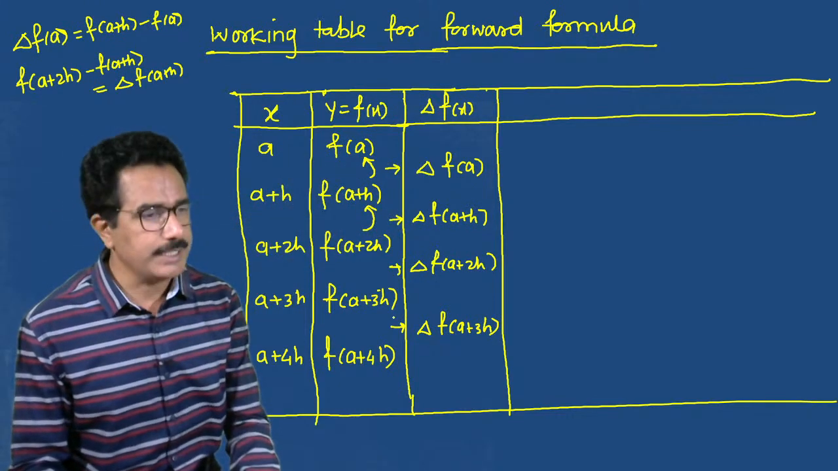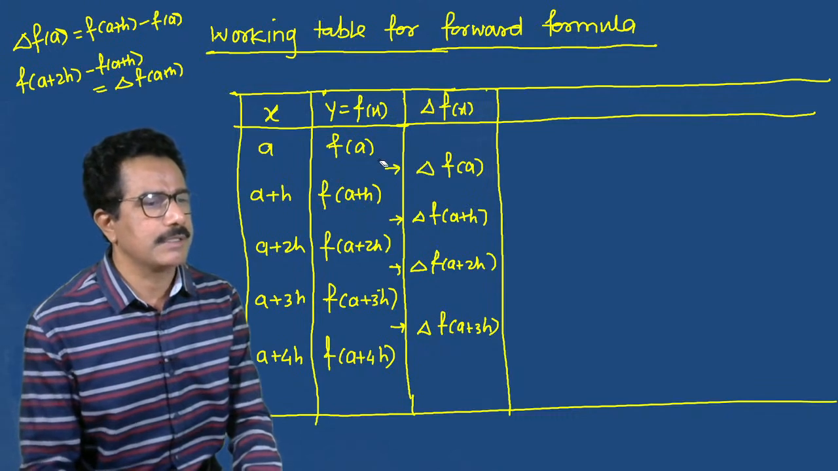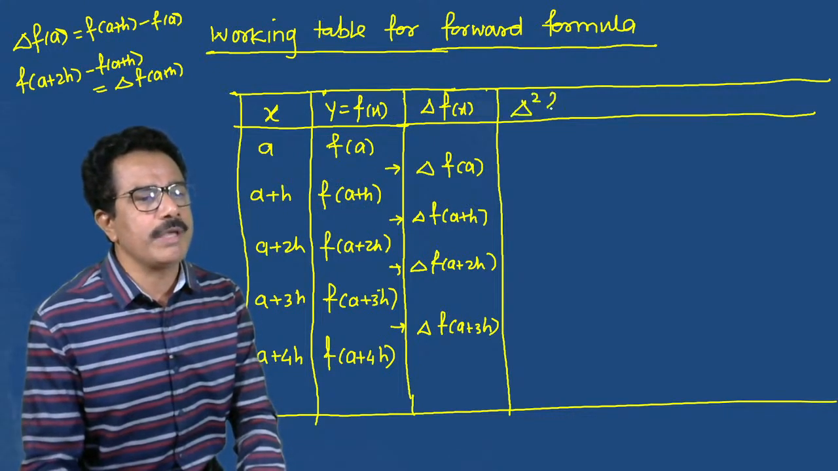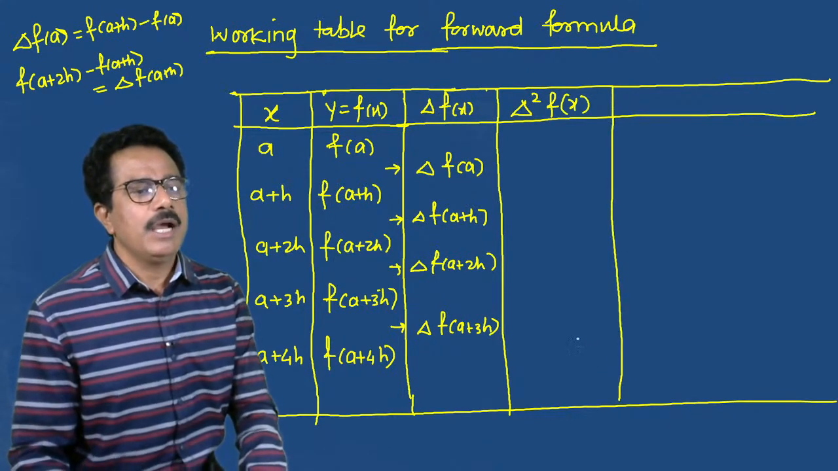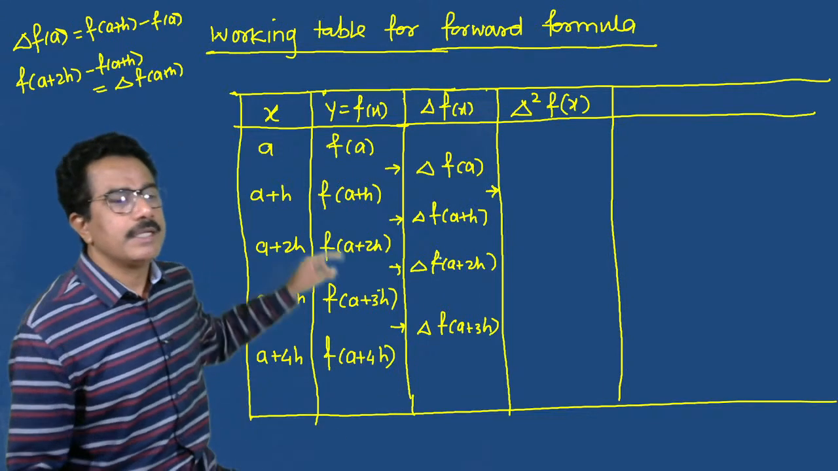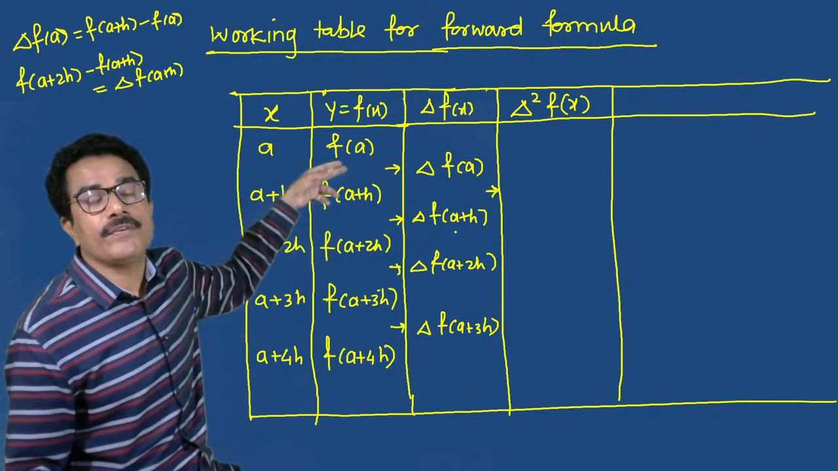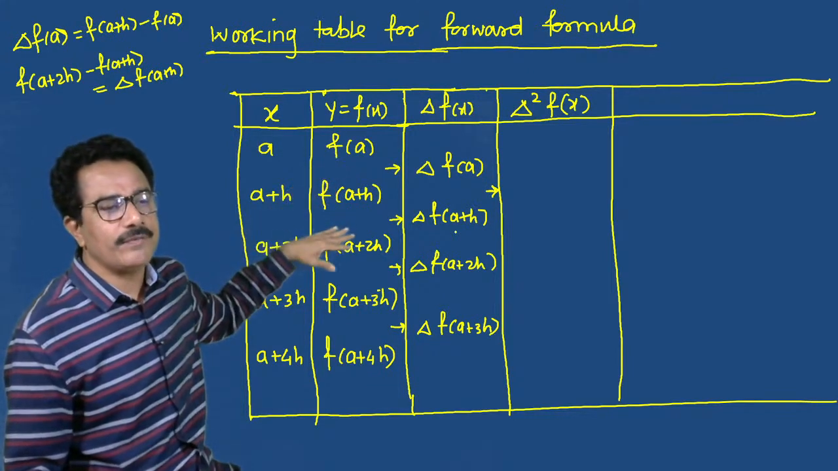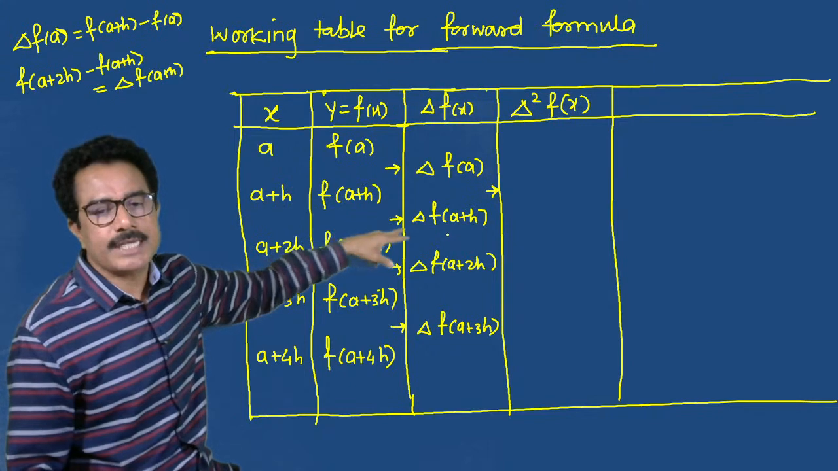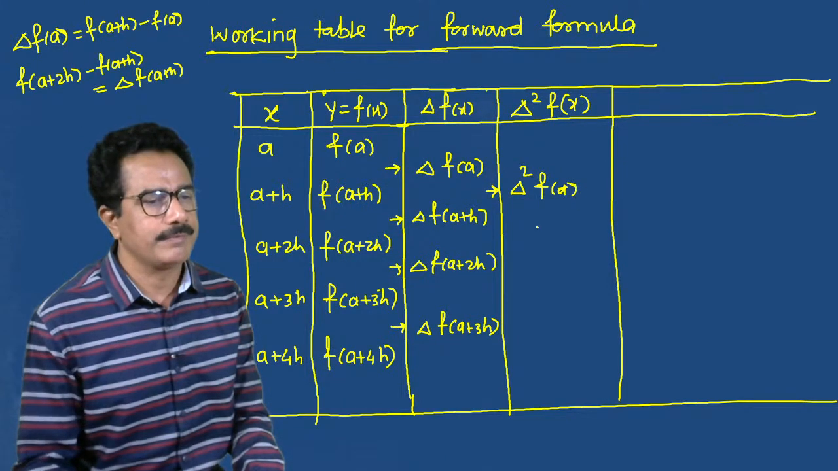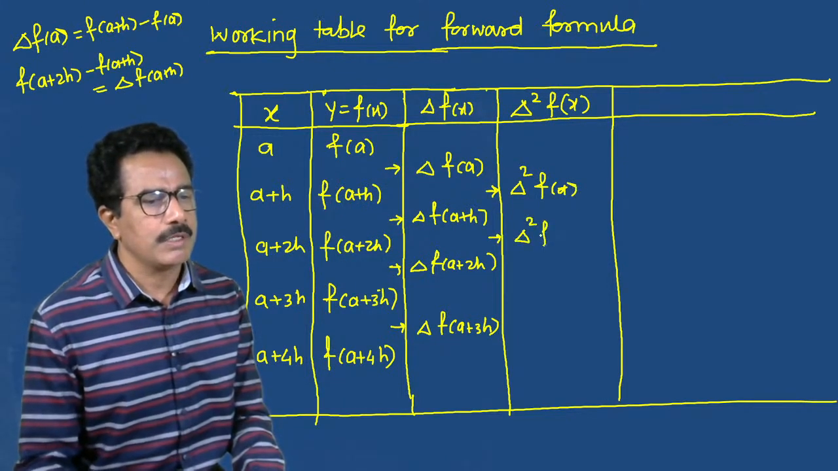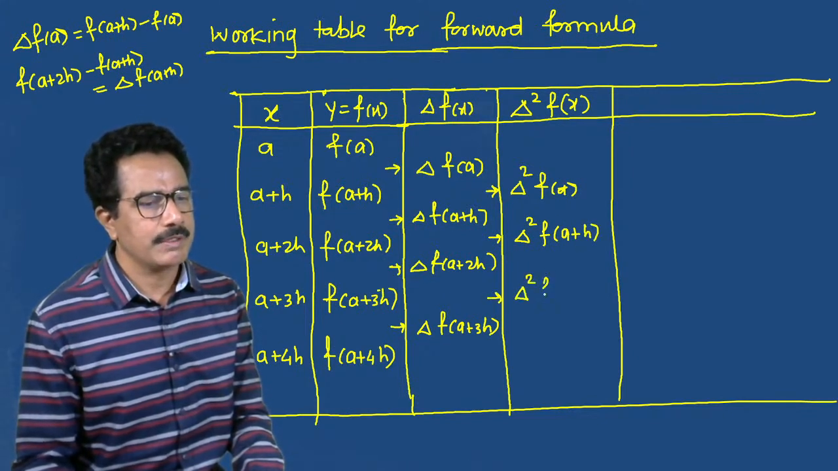Okay, now see this, we can remove this. Now delta 2 f of x, how to write? Now we have to take the difference of this. Delta 2 means delta of delta f of a. Delta 2 f of a means delta of delta f of a, that is, delta f of a plus h minus delta f of a, which means delta 2 f of a. Then this is delta 2 f of a plus h, and delta 2 f of a plus 2h.